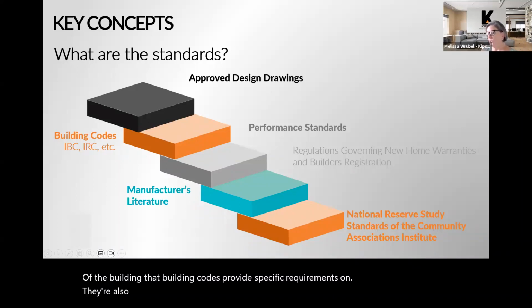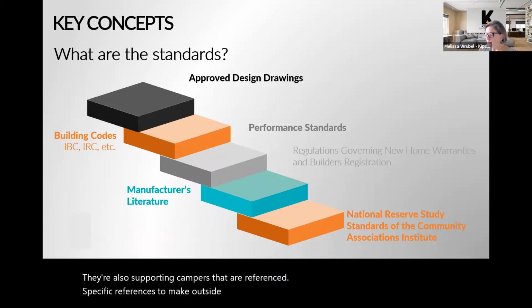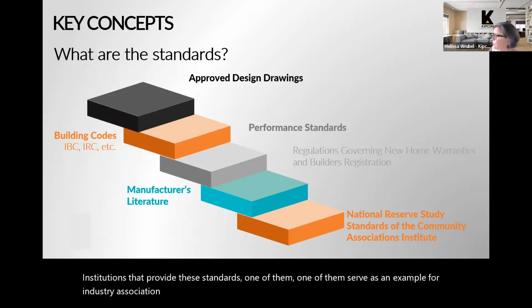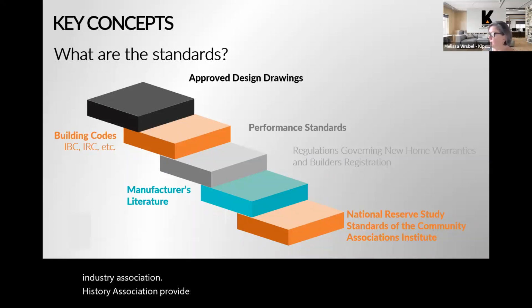There are also performance standards referenced in the building codes as to how things should perform, and they make specific references to outside institutions that provide these standards. One of them, as an example, is the Brick Industry Association. The Brick Industry Association provides extensive technical notes on how brick should be constructed, how it should perform, and how it should be flashed, supported and maintained. So we will oftentimes refer to those reference standards in the building code when we come across areas of the design plans that may be silent on how something should be constructed.